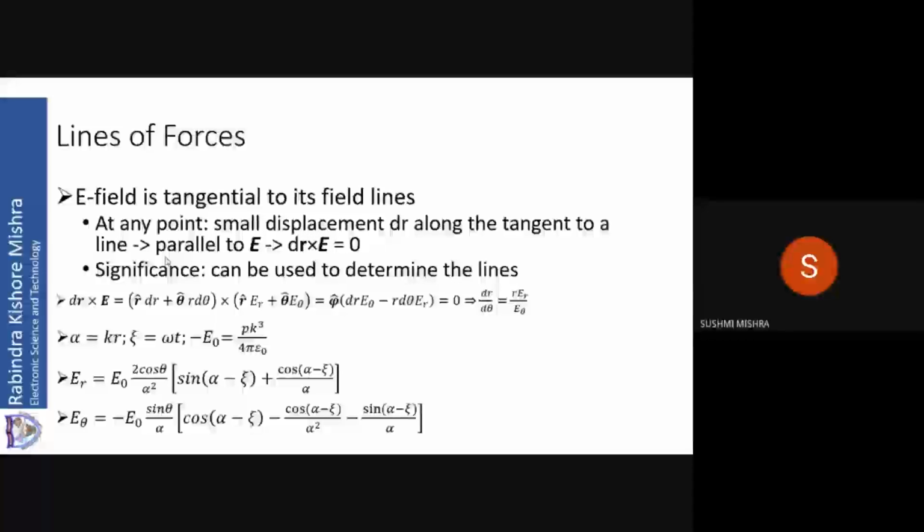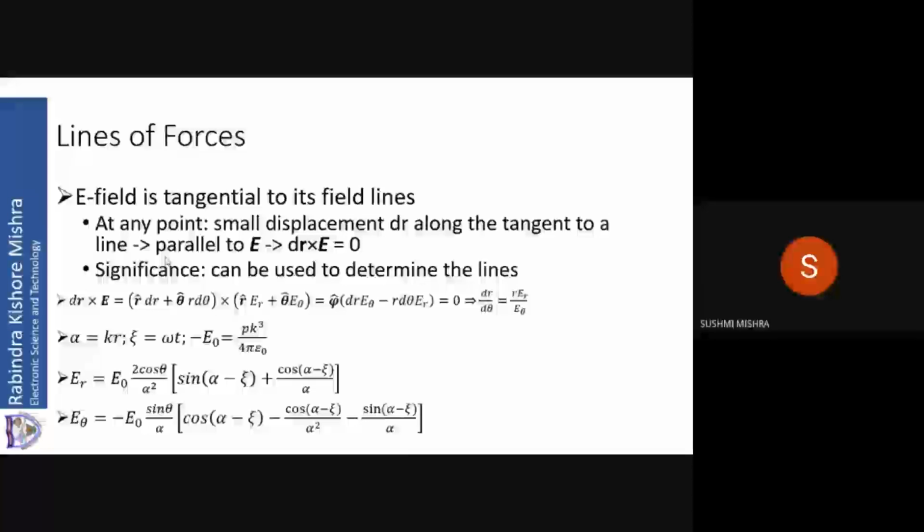Once it gave us this, we found a relationship between r and theta. Once you know the relationship between r and theta, you can easily plot it. Take r on one axis and theta on the other, and you can easily plot. For plotting, we made some simplifications. We defined kr to be alpha, omega t to be zeta, and minus E0 as p k cubed by 4 pi epsilon 0. All these are dimensionless quantities.